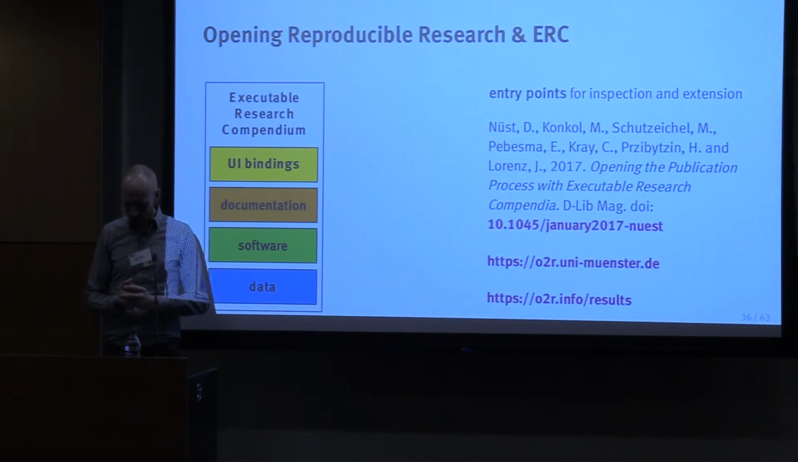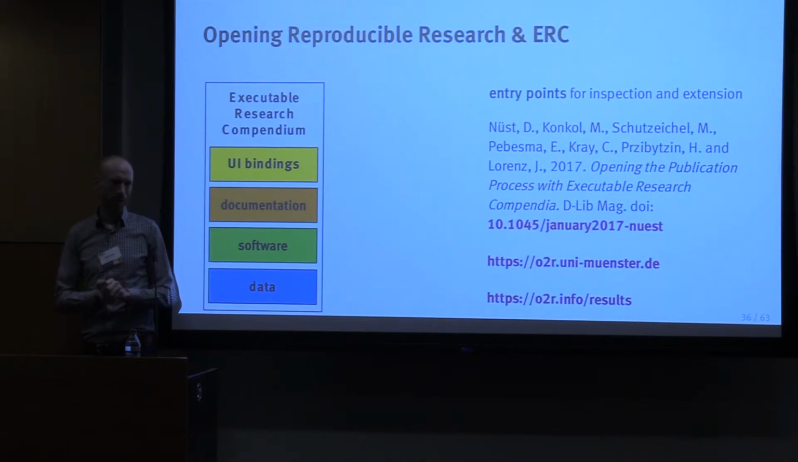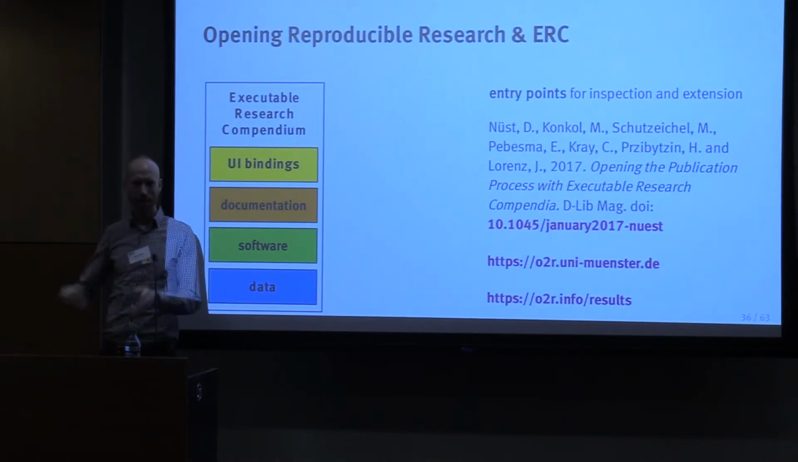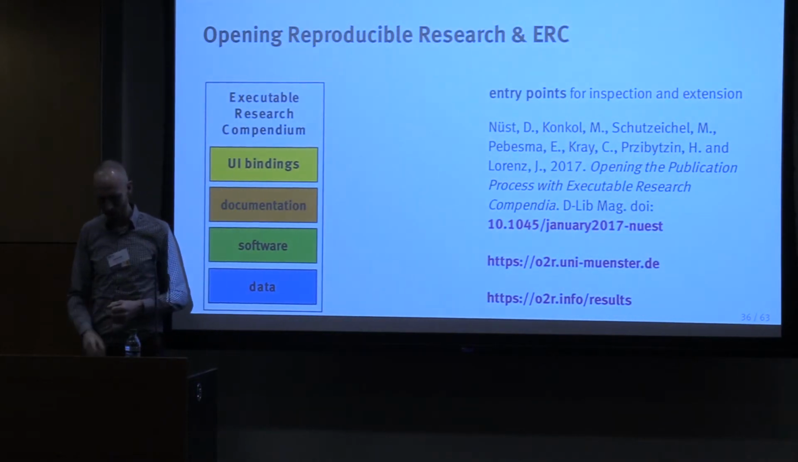So the idea is that we have different entry points for inspection and extension of this data so that you can, say, swap out a data file between one compendium and the other, or manipulate one parameter where the author said, I'm just saying that this algorithm should use the value of 10 for this, but a reader might have a different opinion. So we allow people to work on that and change that.